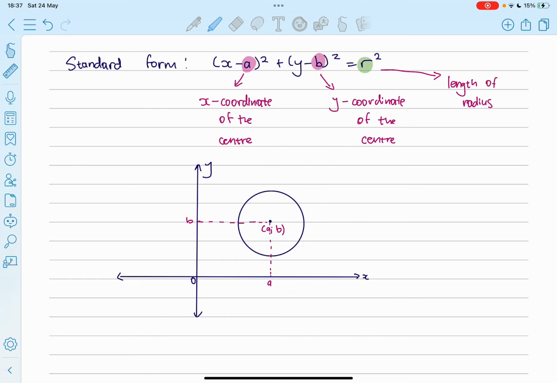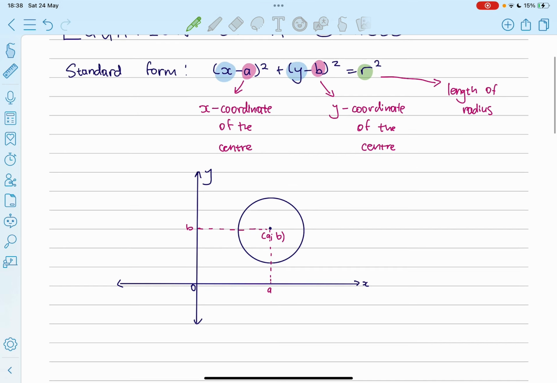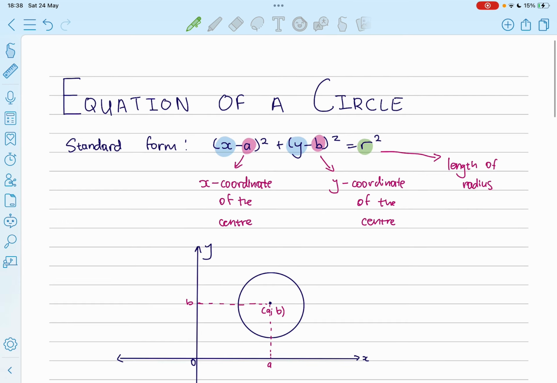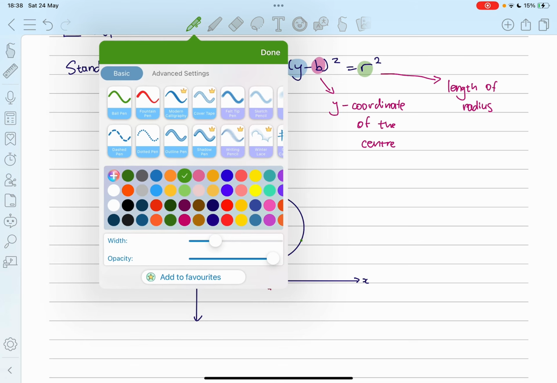And then the x and y coordinates over here. Let's pick a different color, maybe blue. These ones that we substitute would be the coordinates that are around the circle. So for example, it could be this coordinate over here, or maybe it can be there. So those would be the coordinates that are on the circumference of the circle.